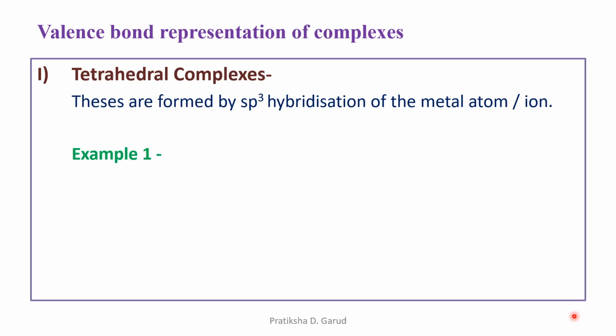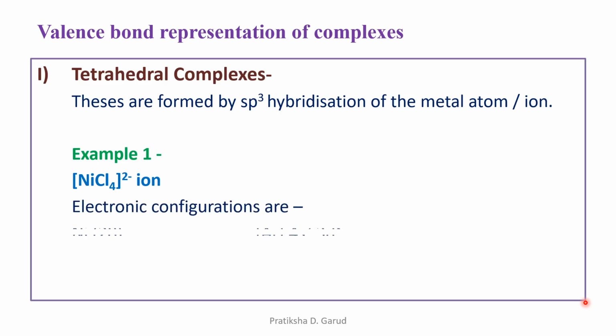So let's take the first example, the complex ion NiCl4 2-. First of all we have to find out the electronic configuration of the central metal atom or ion. Here nickel is the central metal ion. For nickel, which has atomic number 28, the electronic configuration has the argon core, argon meaning atomic number 18, and then the remaining 10, that is 4s2 3d8. So the electronic configuration of nickel is argon core 4s2 3d8.